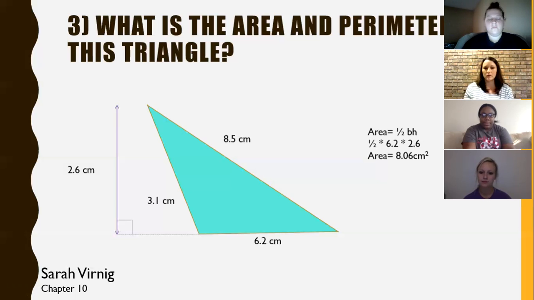So knowing that, the perimeter is different because you do not square your unit of measurement. It's just going to be whatever measurement it is. So our perimeter is 8.5 plus 6.2 plus 3.1, which gives us 17.8 centimeters.